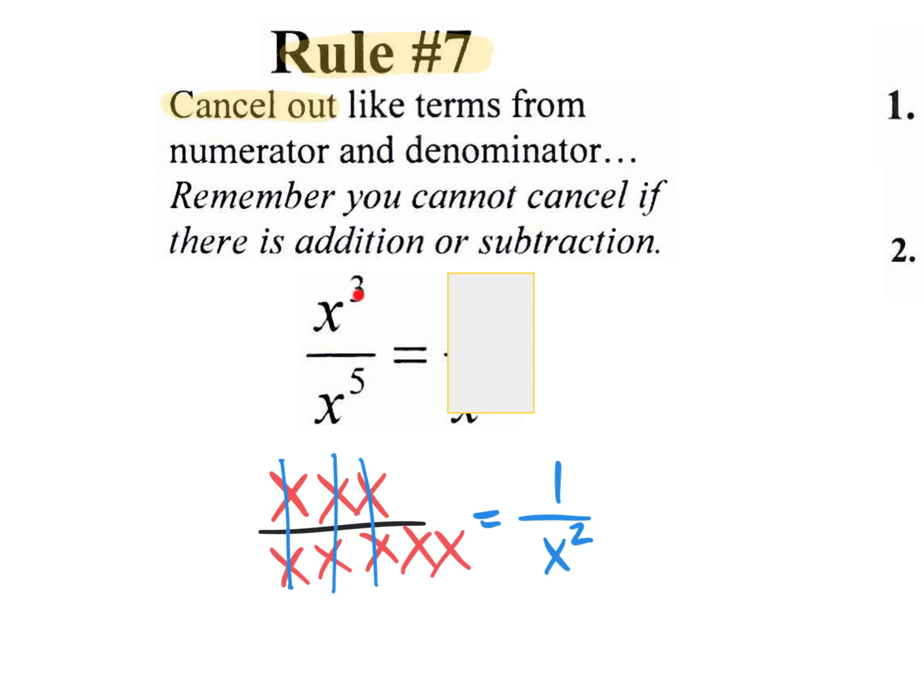How many x's were up on top? 3. How many x's are on the bottom? 5. Cancel 3 x's with 3 x's. There's 2 x's left. That's why there's an x squared left on the bottom.